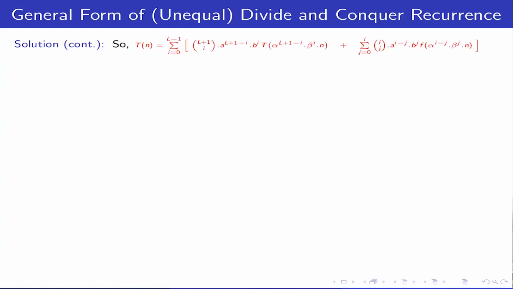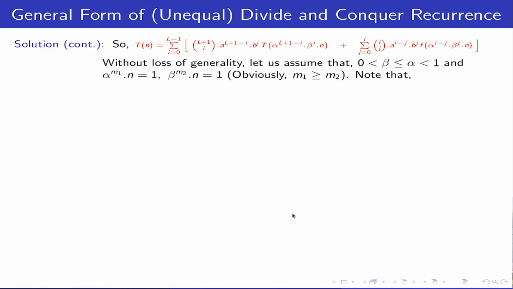Now in order to compute Tn from this formula that we just expanded and found out, let us assume that alpha to the power m1 n equals 1 and beta to the power m2 n equals 1, and assume that alpha is a larger fraction than beta. Now if this is the case, you can easily see m1 must be greater than or equal to m2 to have these two relations going. What does it suggest?